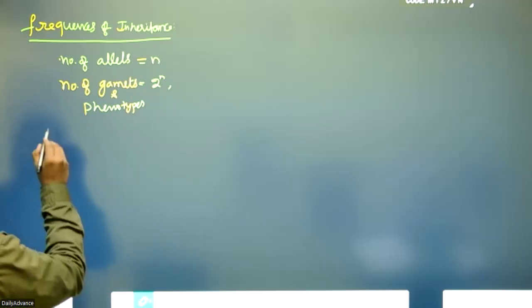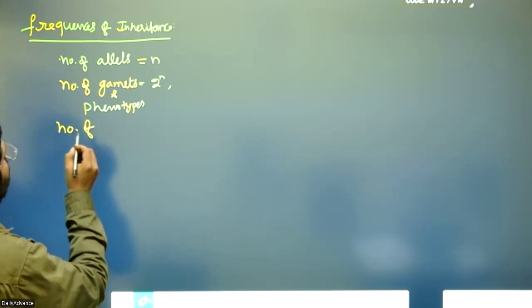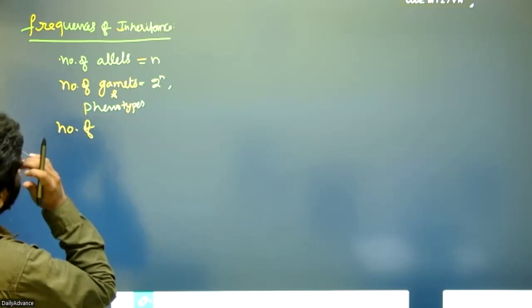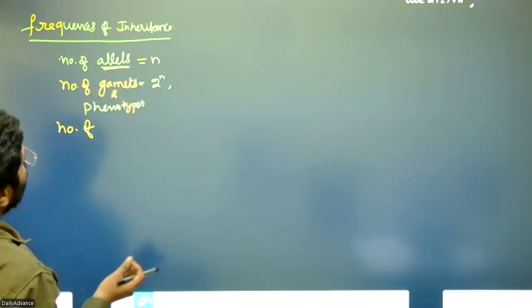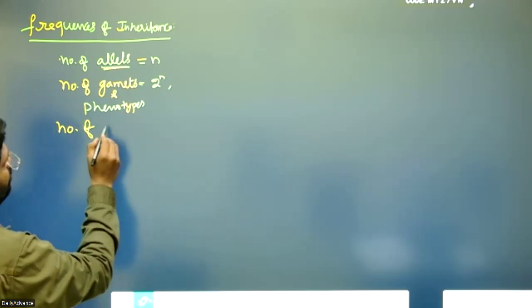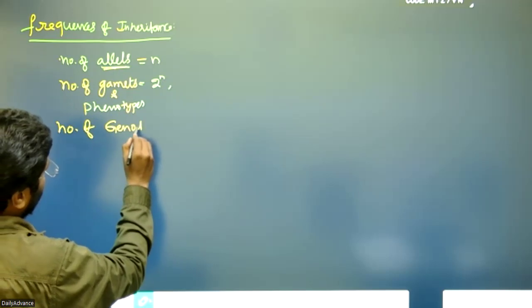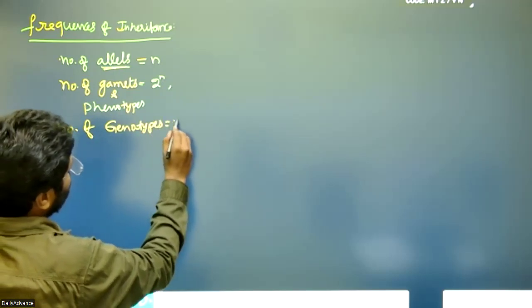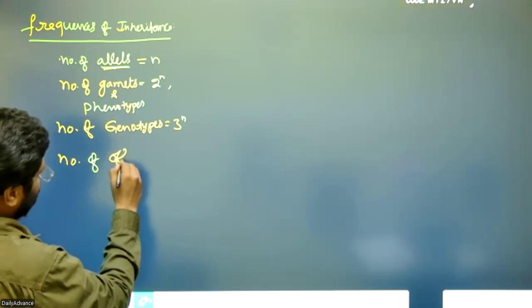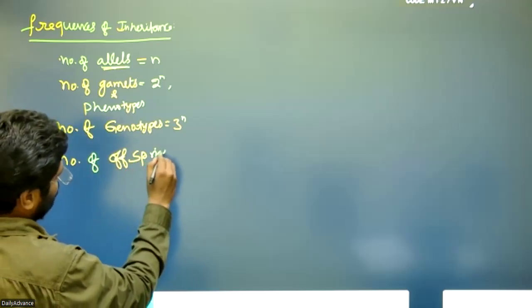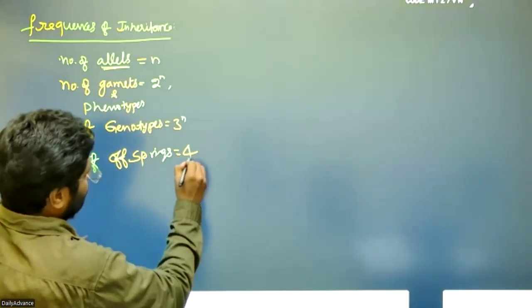So number of alleles. Here number of alleles. Okay, I will look at. So number of genotypes: 3 power n. So number of offsprings: 4 power n.